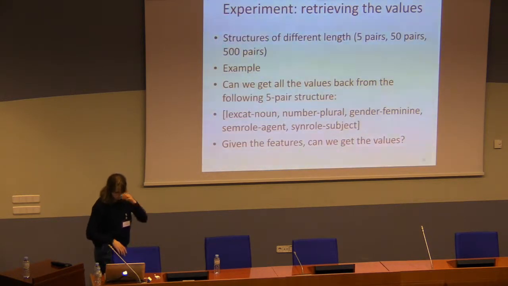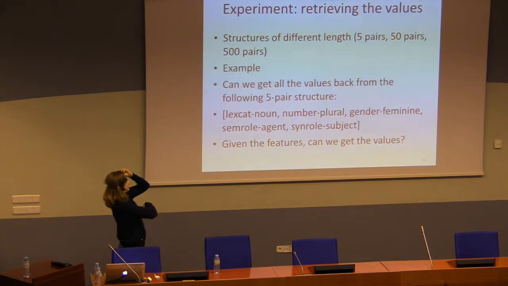And now, of course, until now it's just all been describing the approach. But this is really some results that we got from the system. So we tried structures of different length. Some were 5 pairs, some were 15, some 500 pairs. And then what we wanted to find out is, can we get all the values back? So after we've convolved everything and added it together, can we then get all the values of all the features that we know of back from this system?